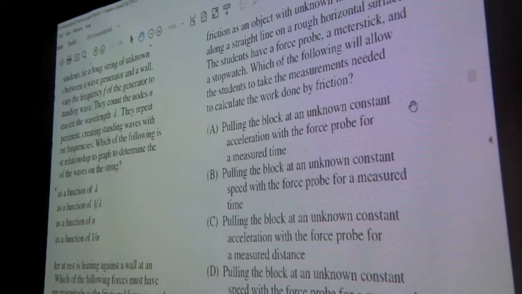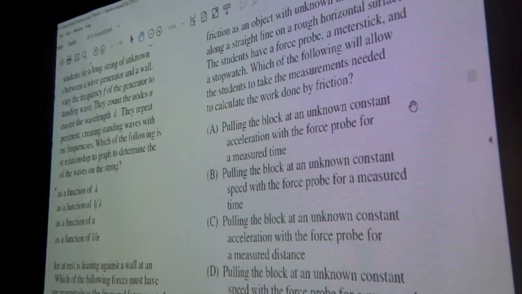Now, work done, what's the formula? Force times displacement. And the force should be the frictional force. So you want the frictional force measured and times displacement. So if you want to measure the frictional force, what option will we go? C. Anyone has a concrete answer?